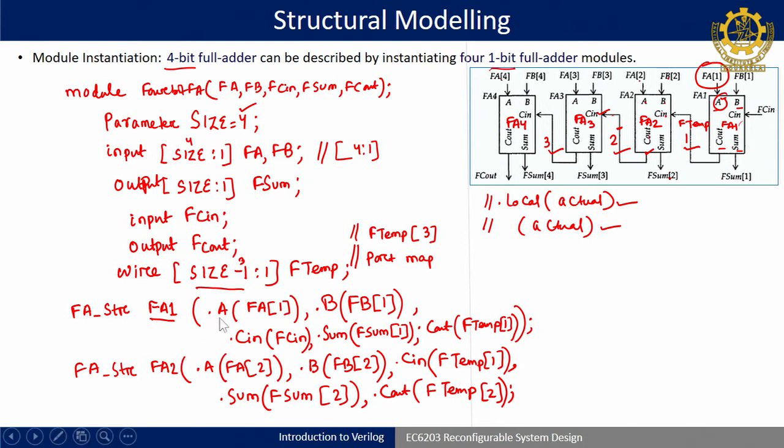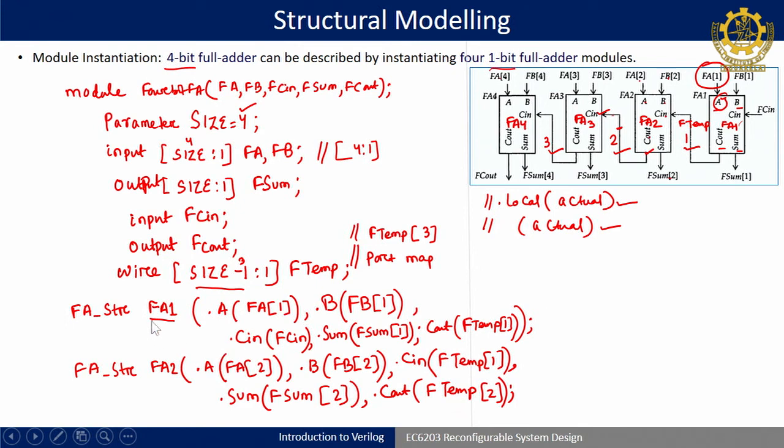Then finally dot A FA1, comma dot B FB1, comma dot Cin FCin, comma dot sum FSum1. Here it will be comma, not semicolon. Okay, it is comma. Oh, sorry, it is dot Cout, dot Cout ftemp 1. So that you can see. If the structure is given, this is easy to do, but structure is the job of a designer. Now in a similar fashion, this is also done.